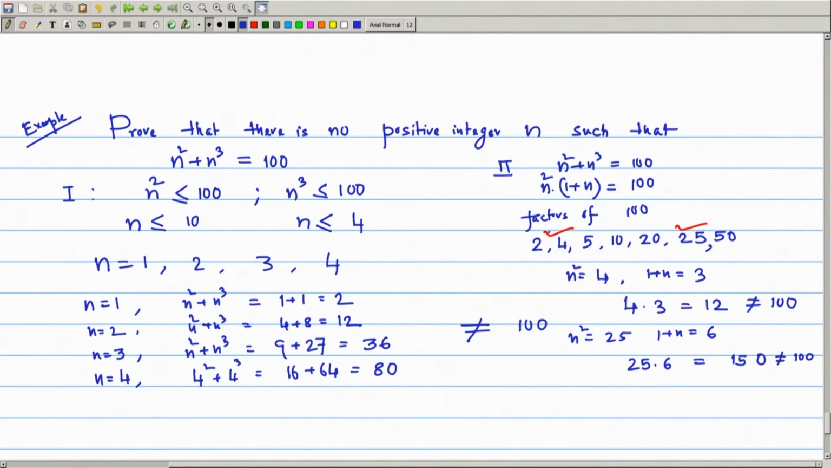Now, these are the two ways I can prove that for n square plus n cube equal to 100, there is no such positive integer n. Now, see, in both the cases, the way we have proved, we have taken different cases of n or different values of n. This is method 1, this is method 2.